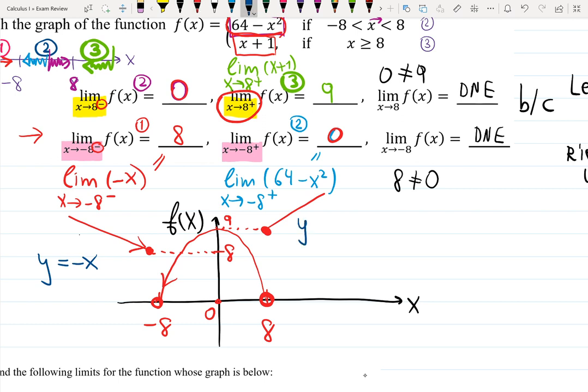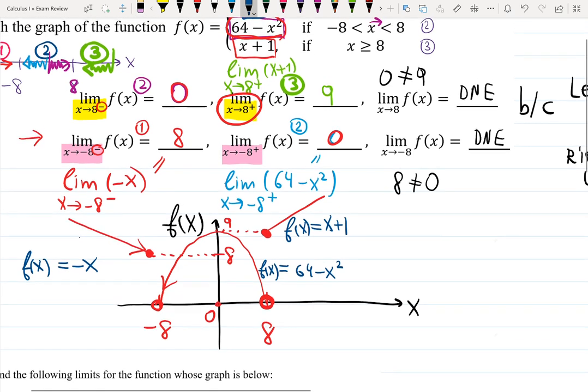Let me write down y equals x plus 1 and y equals 64 minus x squared. Actually, we're not supposed to write y because we don't know the name of the function. So let's just put f of x everywhere. Because it might be not y, it might be g or m or anything your imagination can give. Y is just a standard notation for many examples.